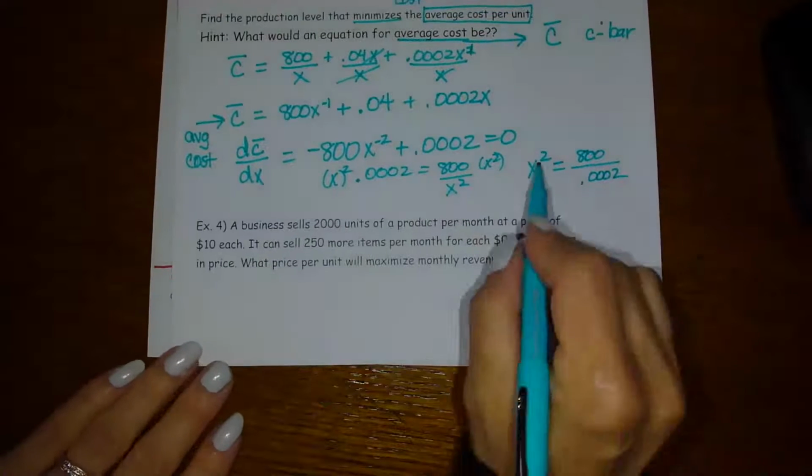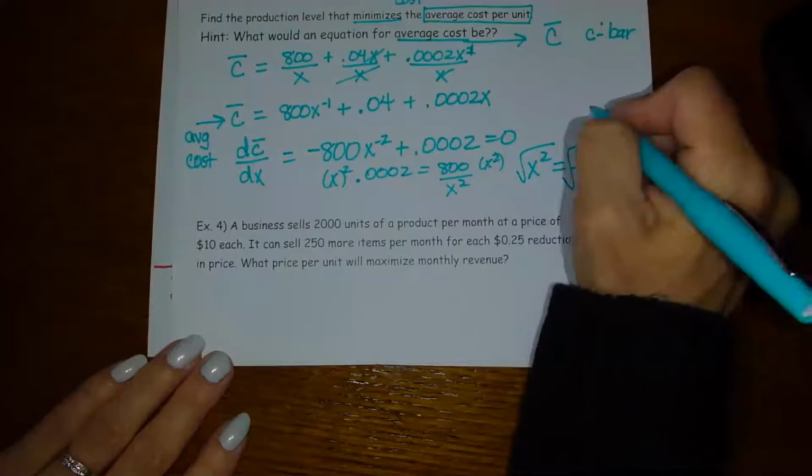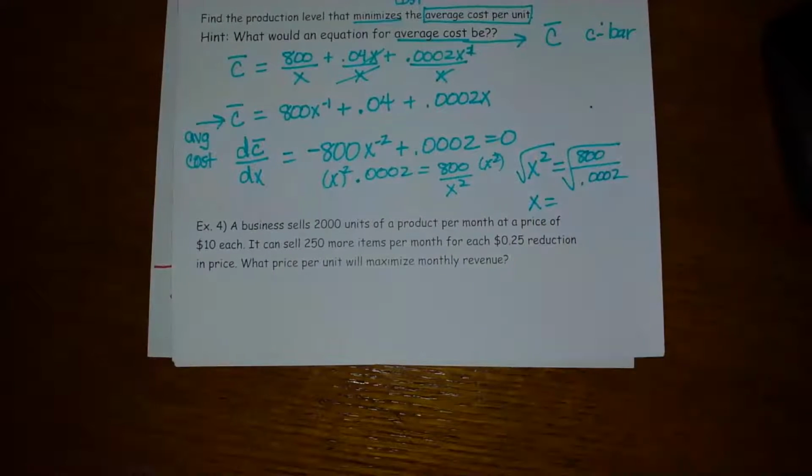And how do we fix that? How do we unsquare the x? So what does x equal? Punch that in. Go, go, go.